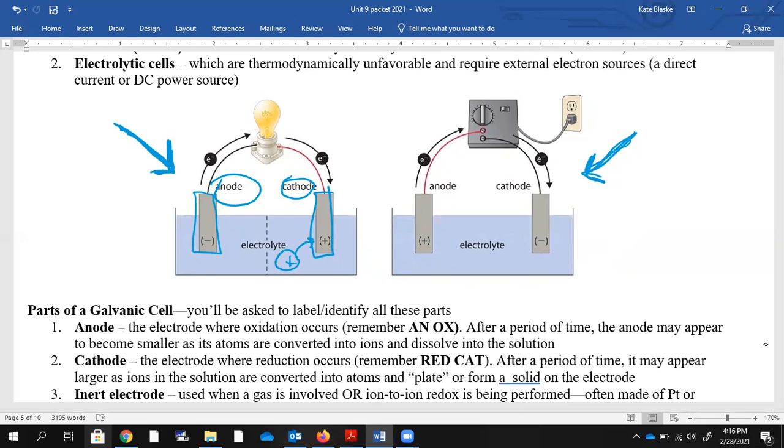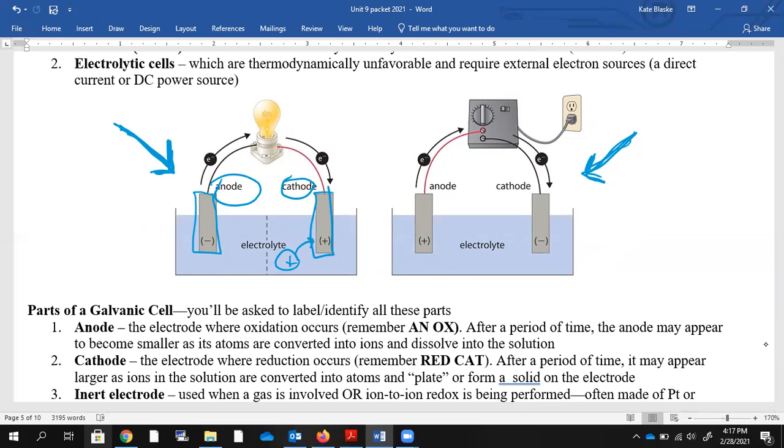You need to remember which process happens at the anode and which process happens at the cathode. The silly saying is An Ox and Red Cat. So An Ox means at the anode you have oxidation. Red Cat means you have reduction at the cathode.